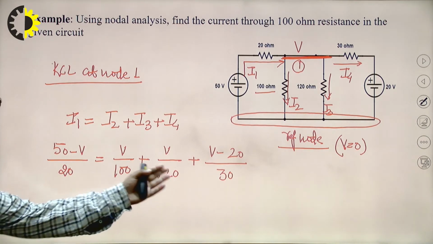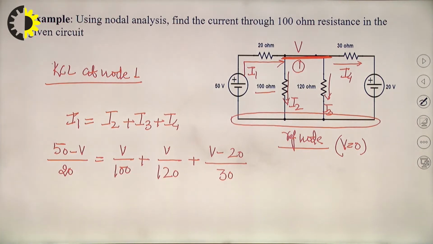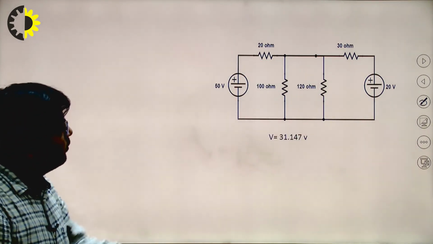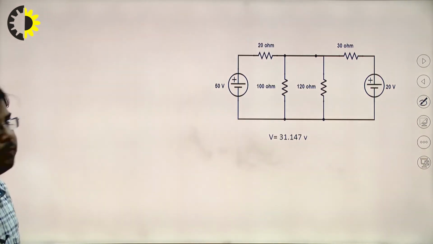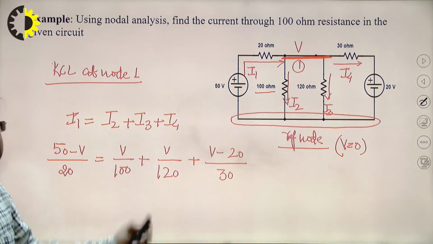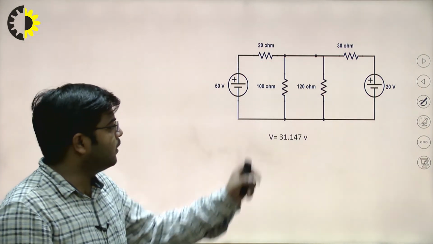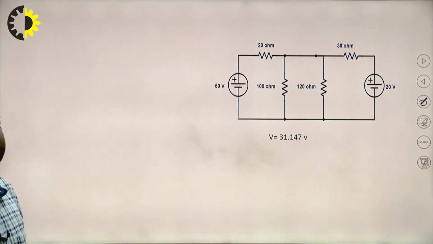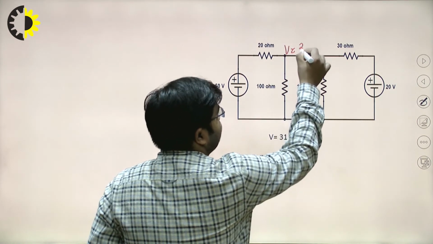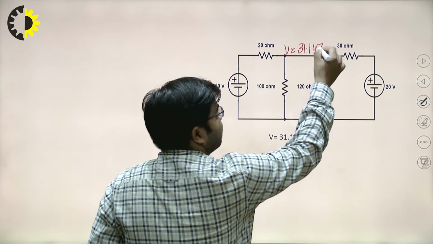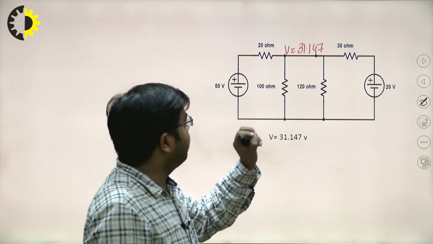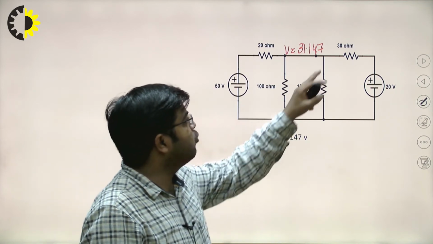So after solving this equation, you will get the node voltage. So what will be the node voltage? 31.147. So you just take the LCM and solve this equation. So you will get this voltage V is equal to 31.147. Now you have the voltage at this node. Now you can find current through 20 ohm, current through 100 ohm, 120 ohm and 30 ohm.